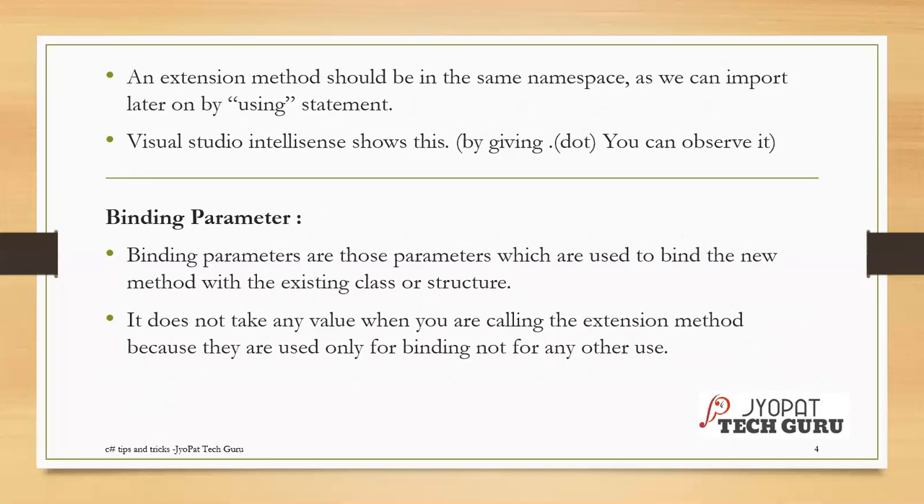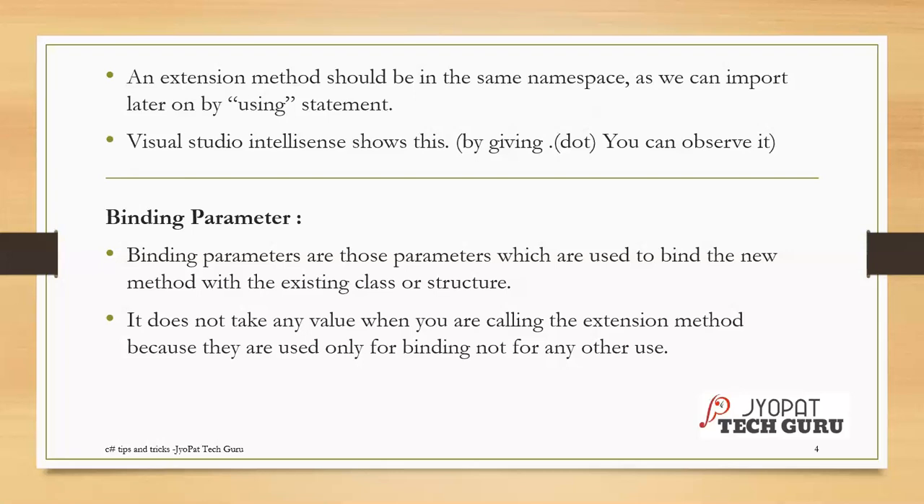In a very similar way, I can use it for an extension method. If you are keeping the extension method in the same namespace, then you can always use it by giving a using statement. Through IntelliSense, Visual Studio also helps us here. Just by typing a dot, you can observe that the particular method appears along with its arguments. So there is a concept called the binding parameter.